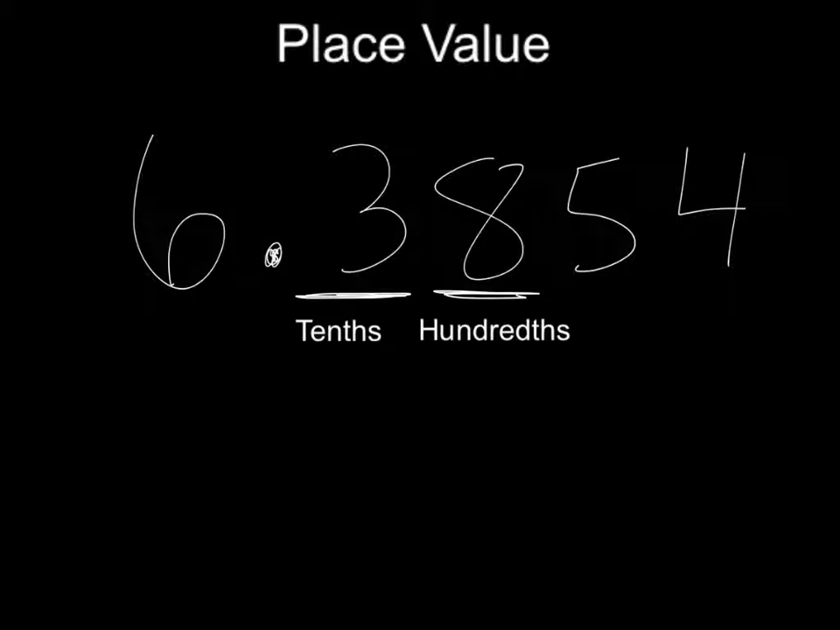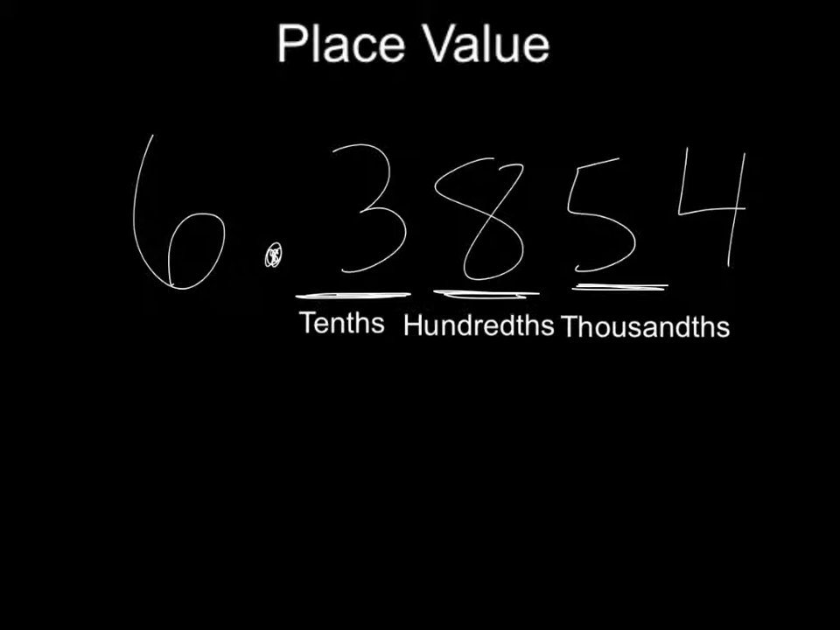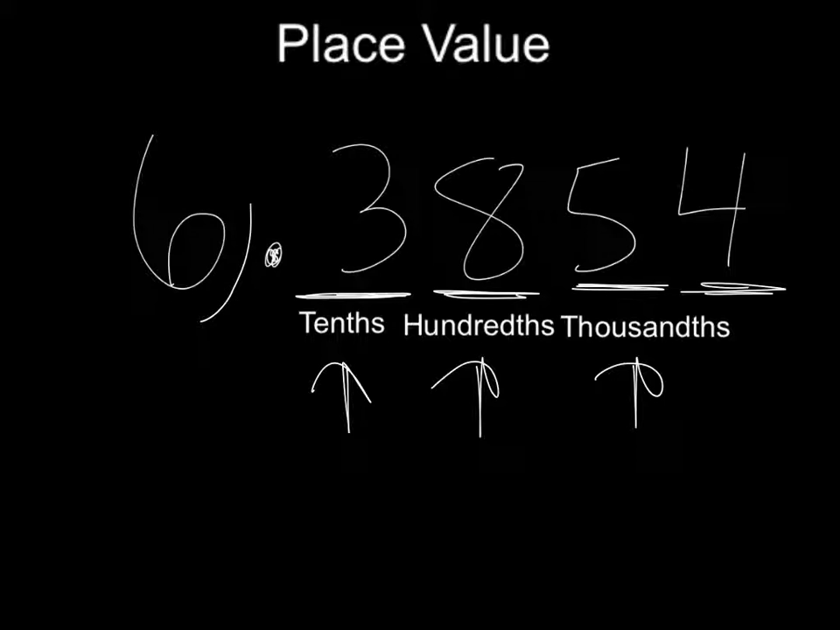The next place value is this 5. You may have guessed the 5 is in the thousandths place value. And the last number right here, our 4, is in the 10,000ths place value. You definitely need to know the tenths, hundredths, and thousandths, but most place values past there you won't need to know. And then lastly, this 6 right here comes in front of the decimal, so this 6 is in the ones place value. Cool.